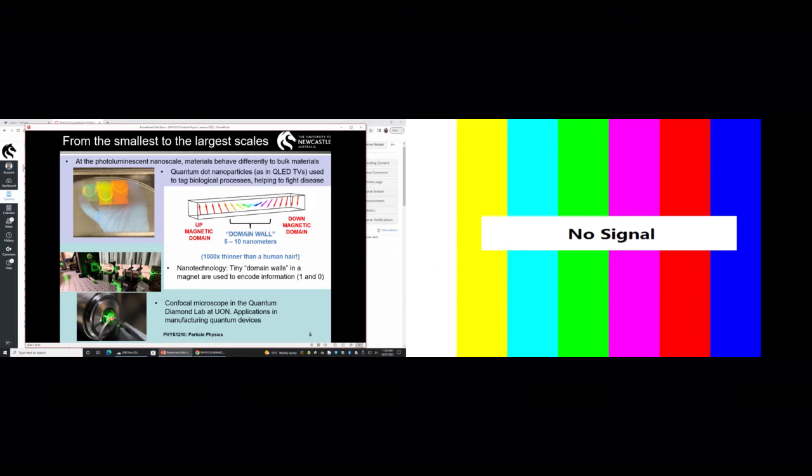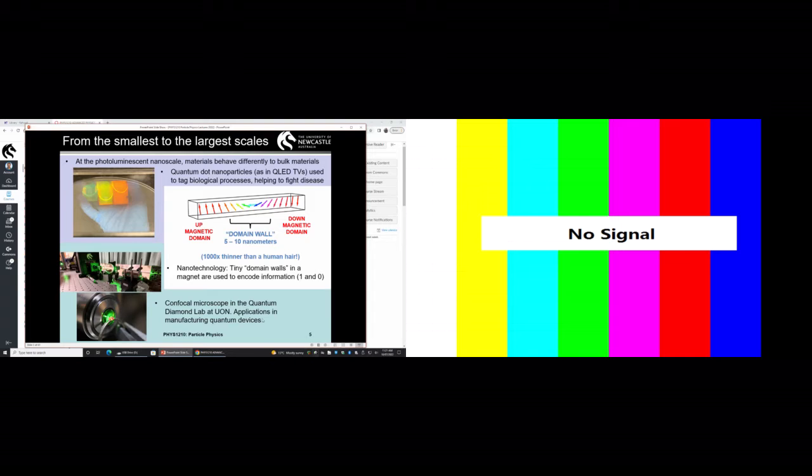So now there are other research topics that different members of staff cover, which are at the nanoscale. Looking at the top left, there's an image of some photoluminescent materials that have nanoparticles in them. That's why they are glowing like that. These quantum dot nanoparticles are what you get in your QLED TVs, but they're also used for various medical applications, like tagging certain biological processes that can help you identify those and perhaps fight disease.